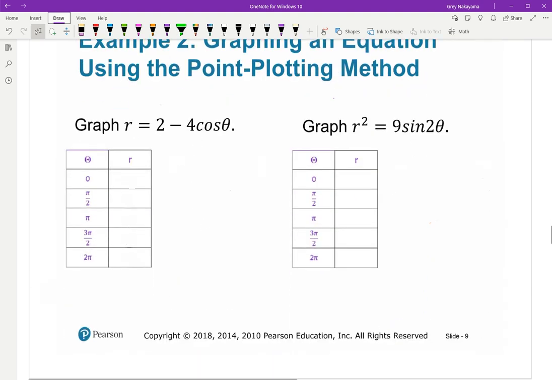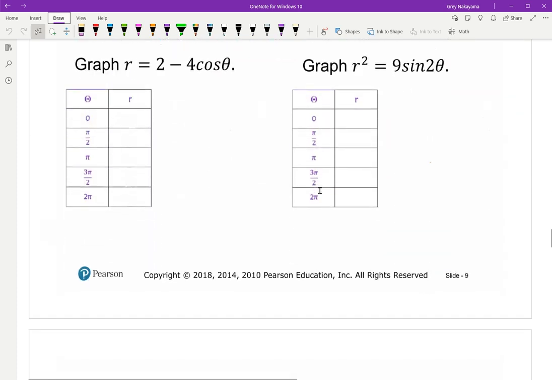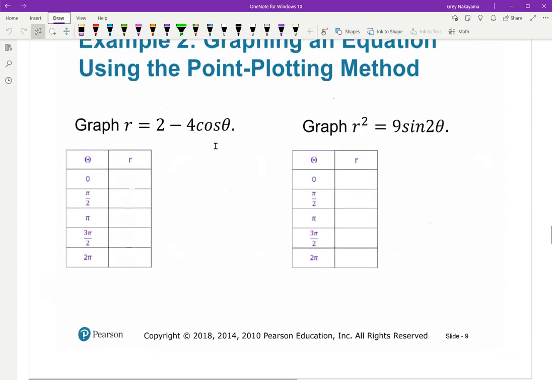Let's look at these. We just talked about earlier, r equals 2 minus 4 cosine theta. When you have a number plus or minus a trig function, then that is going to be a limaçon. So then you have to look at 2 and 4. You do not worry about the negative. You only look at the 2 and the 4. 2 is A and 4 is B. In this case, A is less than B, so that means I'm going to have a loop.